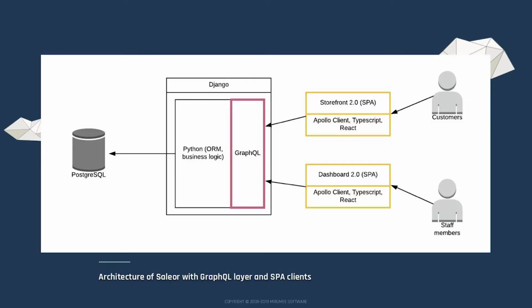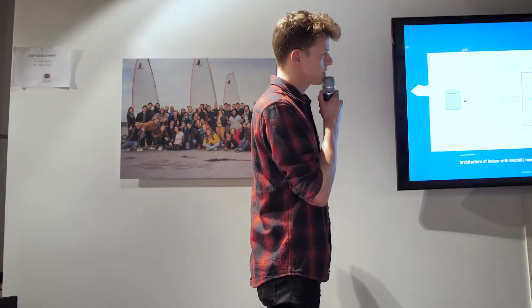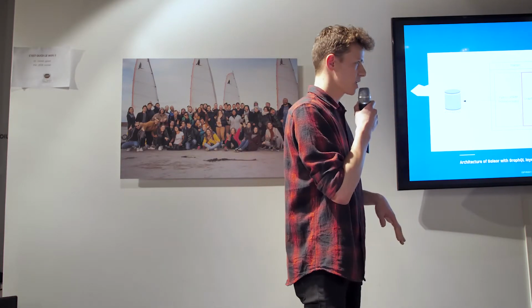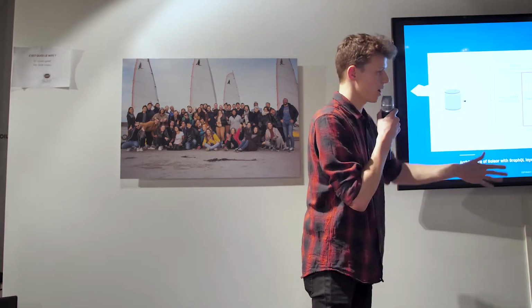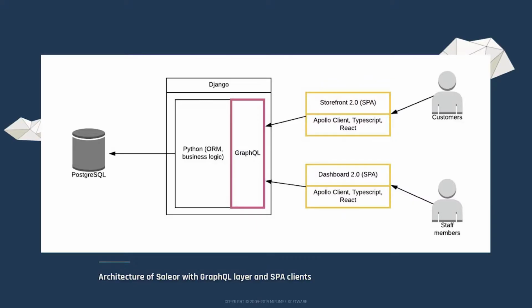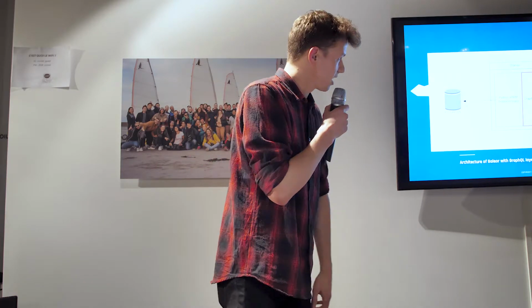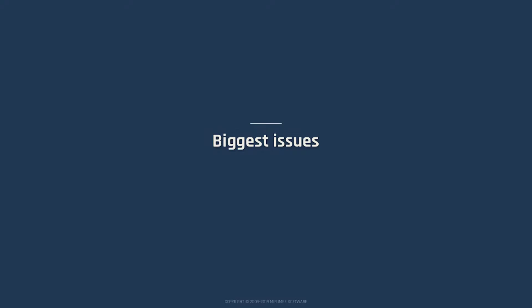This is the architecture we ended up with. It's quite similar to what we had before, but there is one significant difference. We added GraphQL on top of this whole Python layer, so right now our Python code base consists only of Python. What we also did was move those front-end applications to separate apps. Right now they are implemented with TypeScript, Apollo Client, and React, so they are completely separate. Yeah, this is the architecture right now.